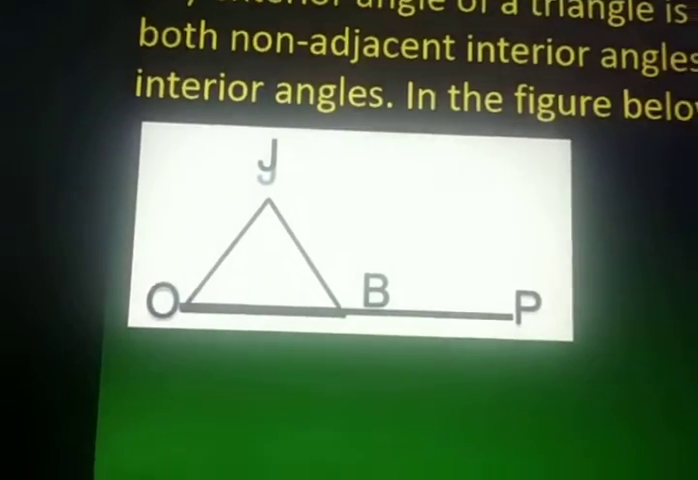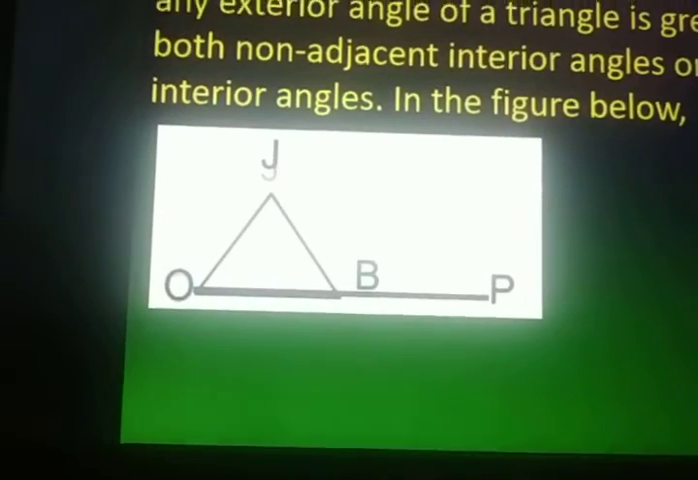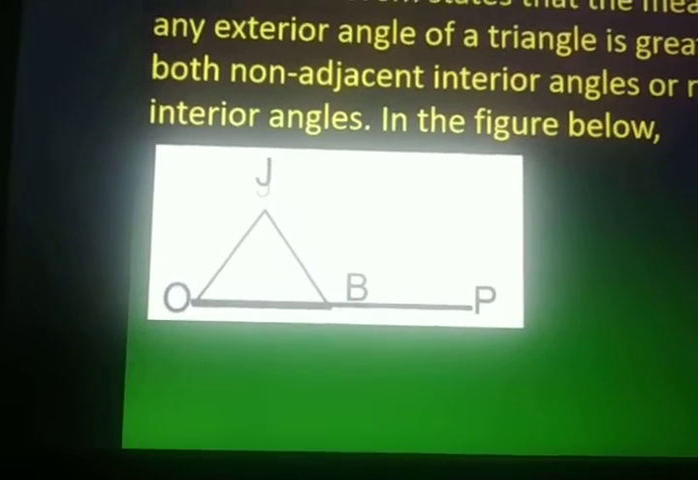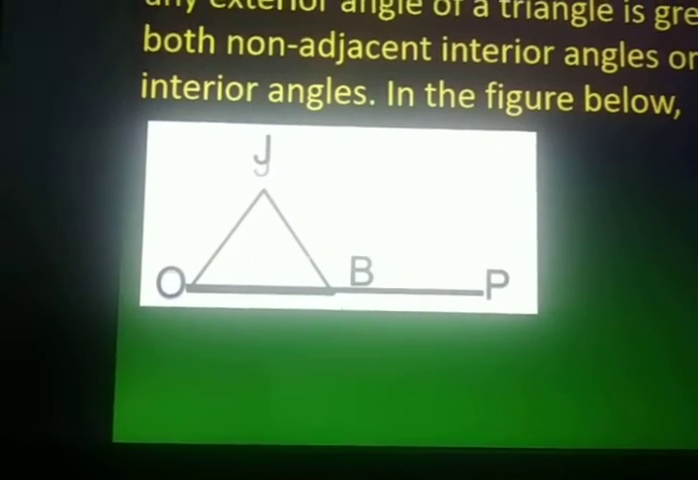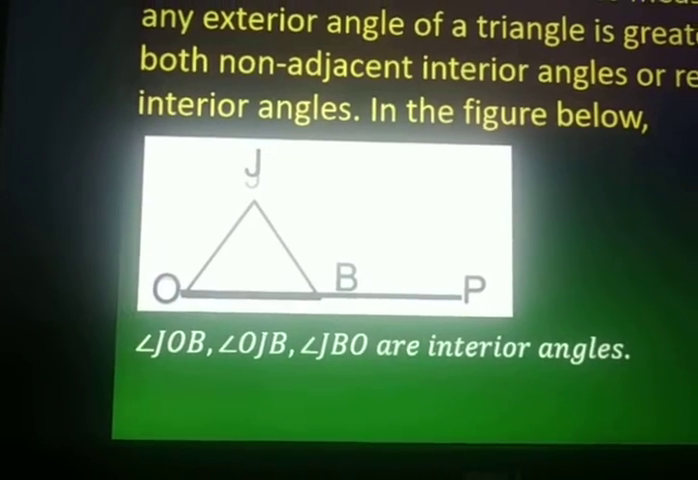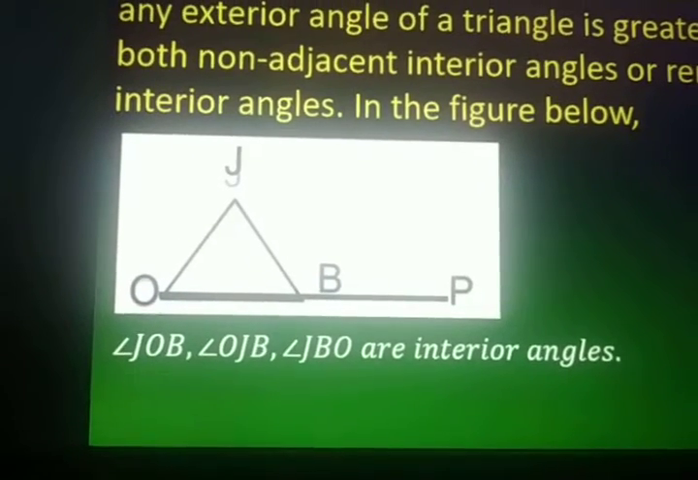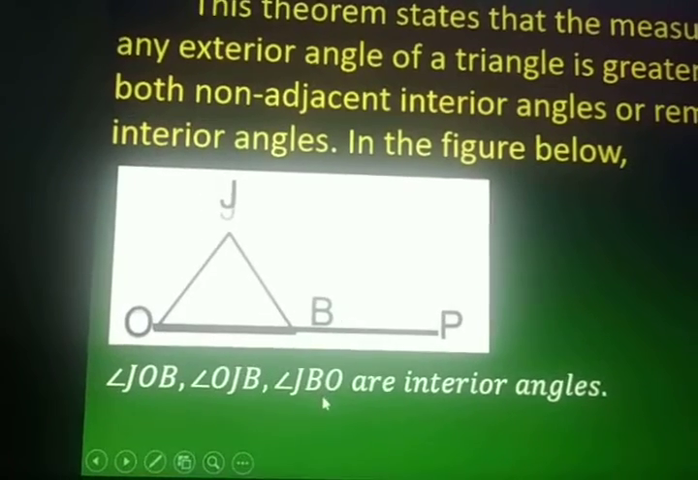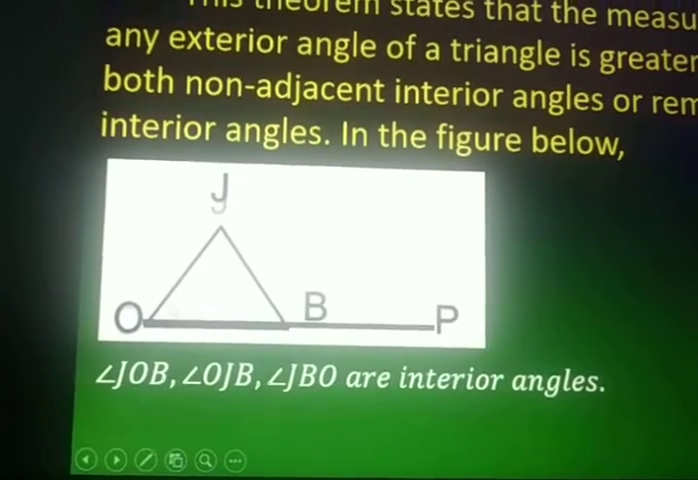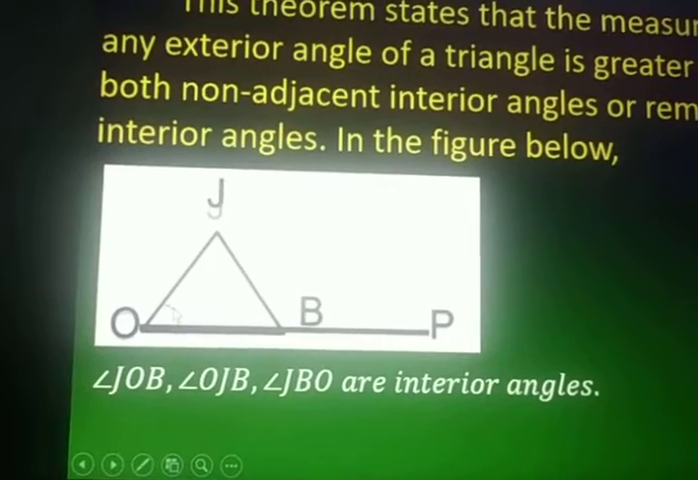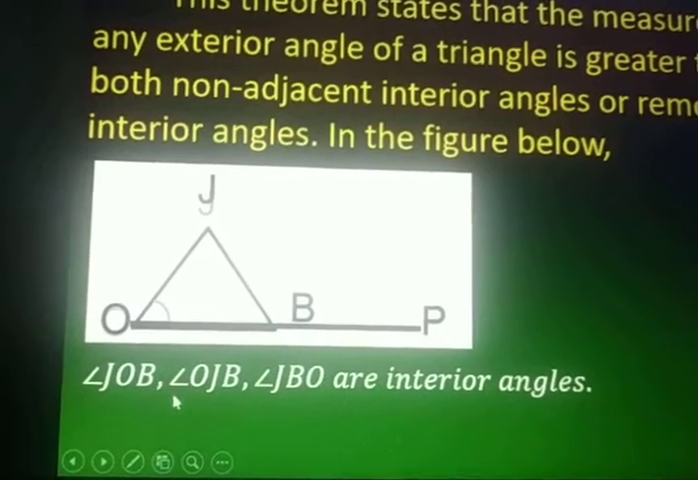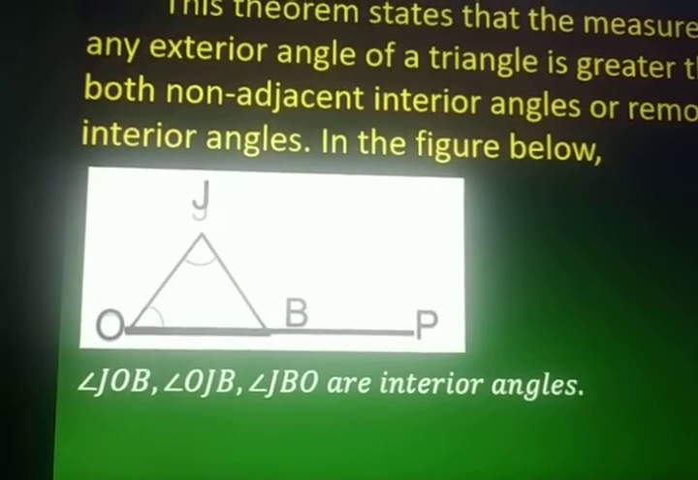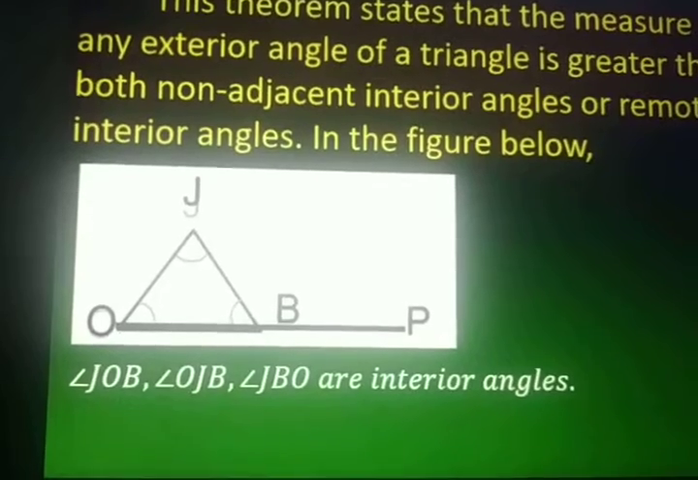Okay, so learning about the triangle JOB, we have interior angles, or the angles inside the triangle. We have there angle JOB, angle OJB, and angle JBO. So here is angle JOB. There, inside. Another angle OJB. There. And the last angle JBO.